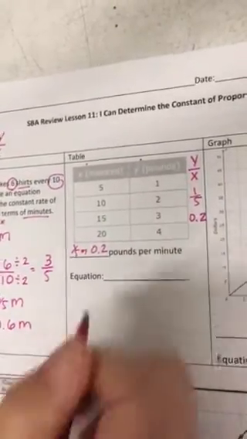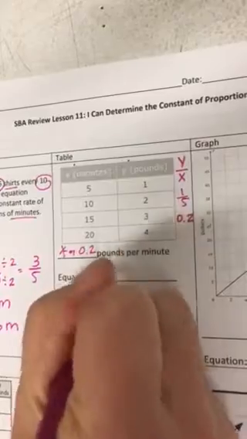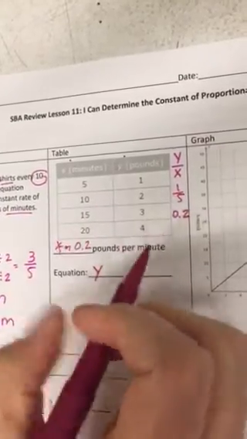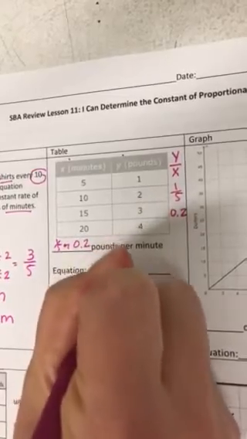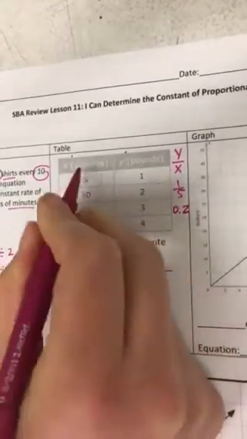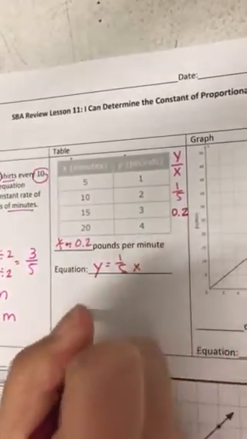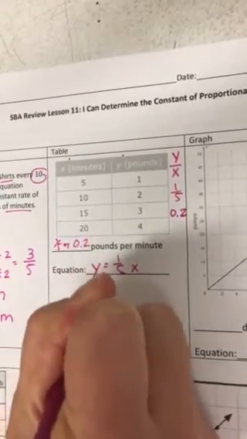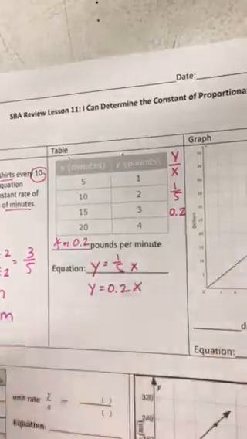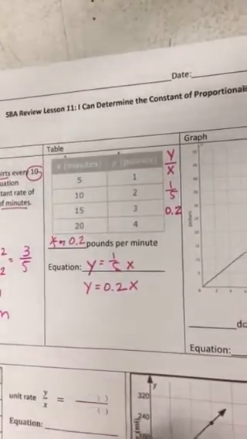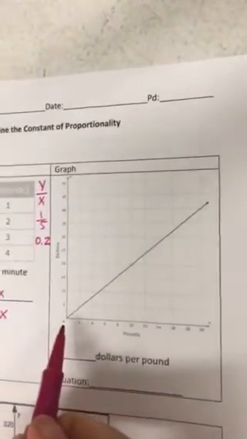My equation would be y, or p for pounds, my total amount of pounds, equals 1/5 times x, or the number of minutes, or I could say y equals 0.2 times the number of minutes. Let's take a look at graphs.